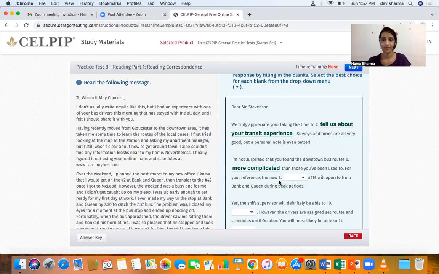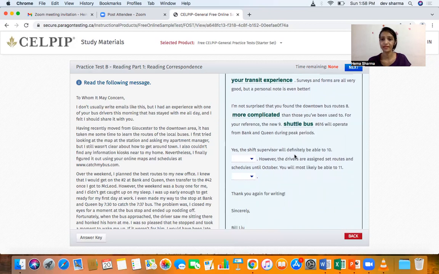For your reference, the new... don't click here, read the complete sentence, read what follows. For your reference, the new number 616, which is the name of the bus, will operate from Bank and Queen during peak periods, not now, during peak periods. Let's see what they have written. A map will not operate during peak hours. A shuttle bus can be the right answer. Information kiosk doesn't operate. Online mapping tool doesn't operate. So shuttle bus is the correct answer.